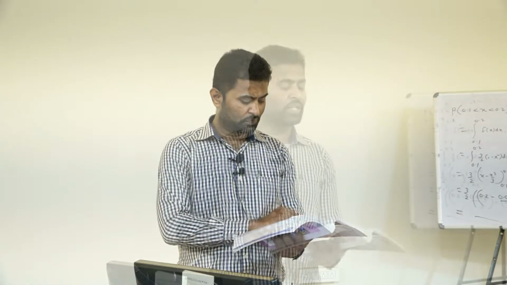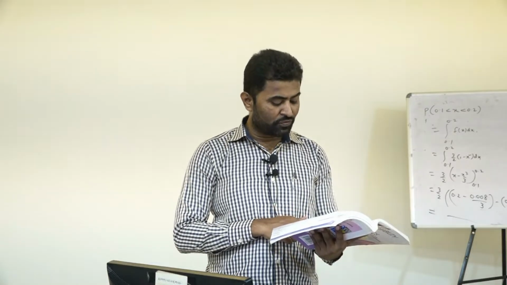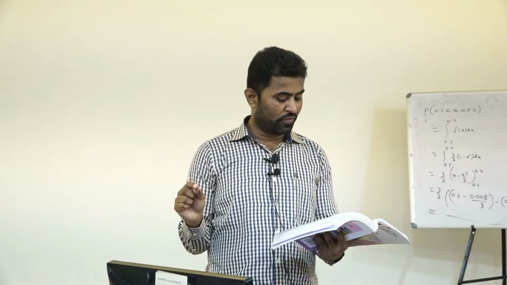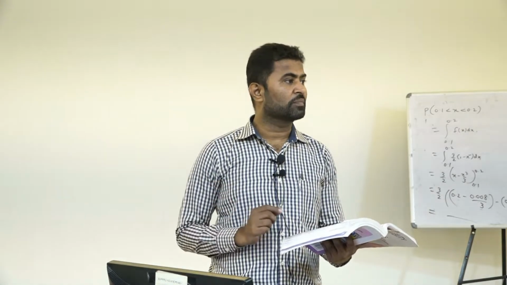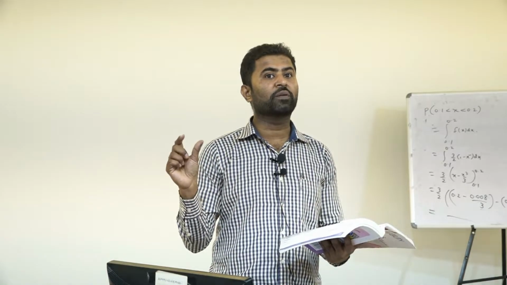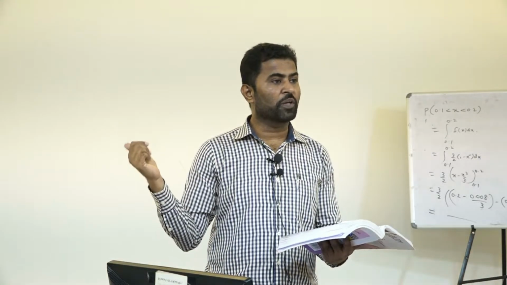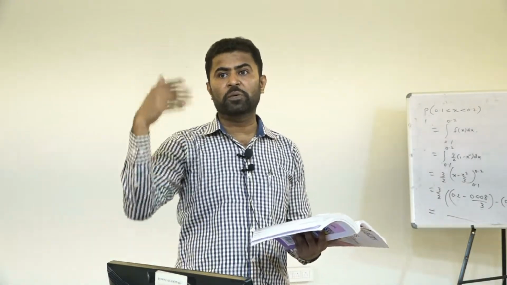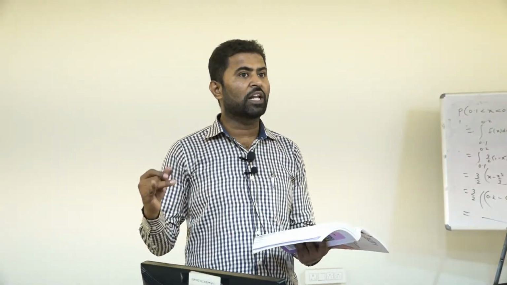The next one: determine the binomial distribution for which mean is 4 and variance is 3. Mean is 4, variance is 3. How do you write the mean? np. So np is 4, npq is 3. Solve them, taking np by npq or npq by np. Then you will get the n value, p value and q value.